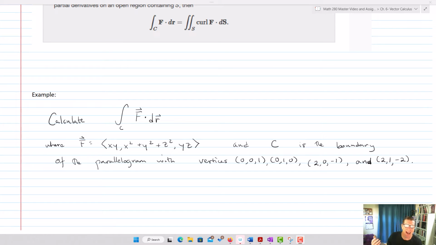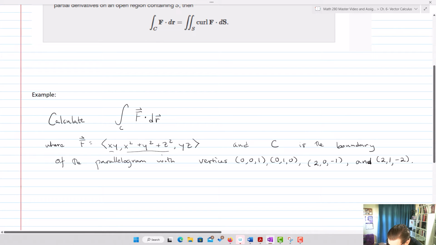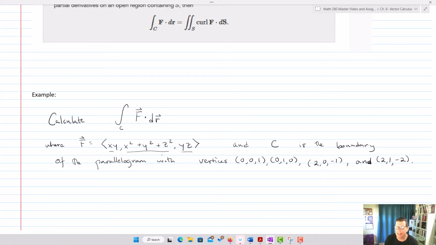Well, that's not really all that efficient, and there probably are easier ways to go about doing it. Also, when I look at F, I've got xy, x squared plus y squared plus z squared, and yz. And if I think to myself, when I take the partials of those functions, they're going to simplify quite significantly. So my curl might actually be something pretty simple. All right, so I might actually have a pretty simple curl.